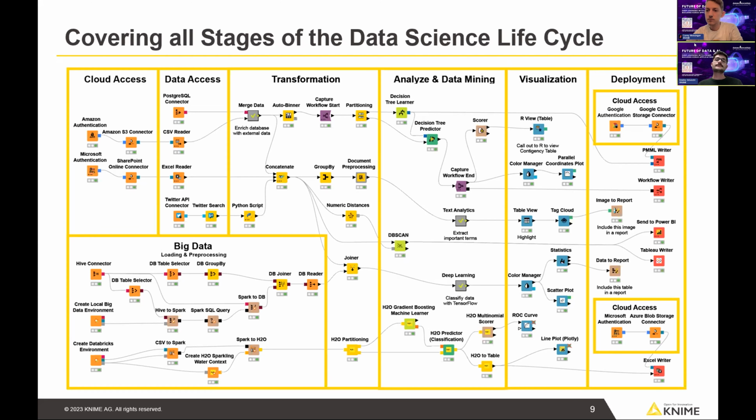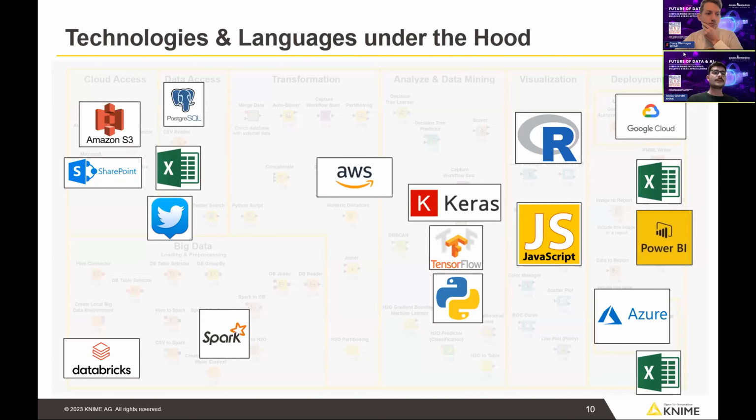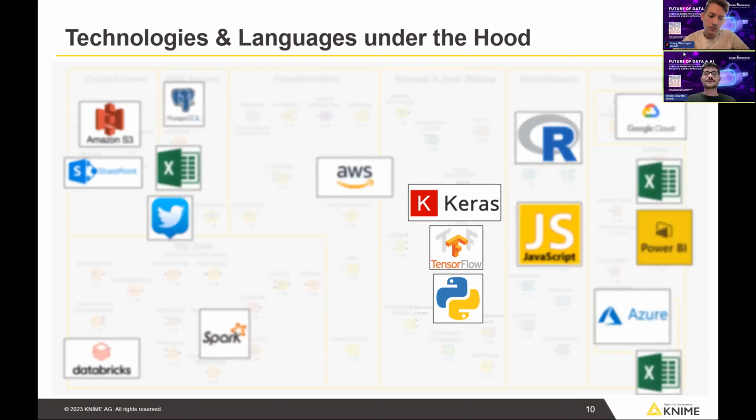Since you can access all those different sources of data, then we have to support many technologies. For example, we have integration to read data from Amazon S3, from SharePoint, from all the different databases. But also, if you want to stay simple, you can also just read an Excel file or a CSV file. Then for big data, we have Databricks, Spark integration, etc. As I said, we have the integration for the different programming languages, such as R. Specifically, we also have integration for Python and integration for Tensorflow and Keras to do deep learning.